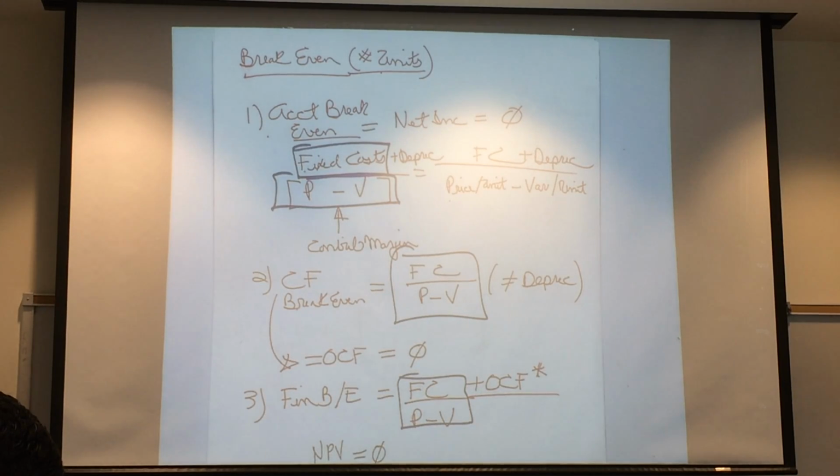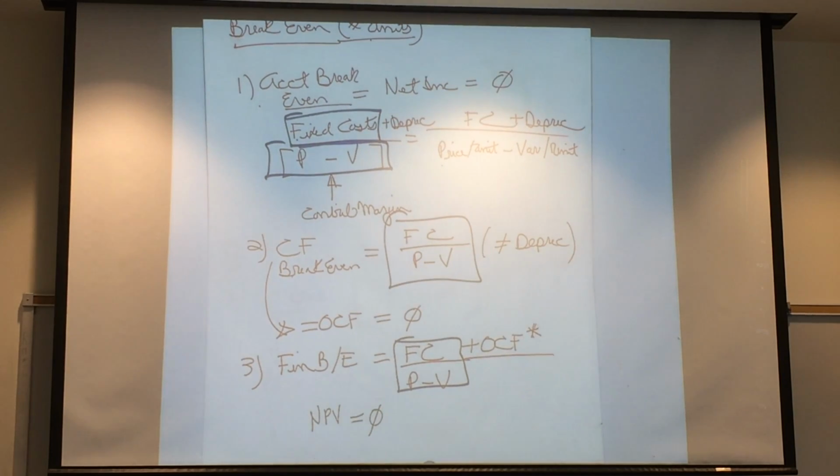Accounting break-even, that again is where net income equals 0. Fixed cost plus depreciation divided by P minus B. Cash flow break-even, that's where operating cash flow equals 0. You have to know what you're calculating. That's the number of units where operating cash flow equals 0. There you take out depreciation, it's just fixed cost over P minus B.